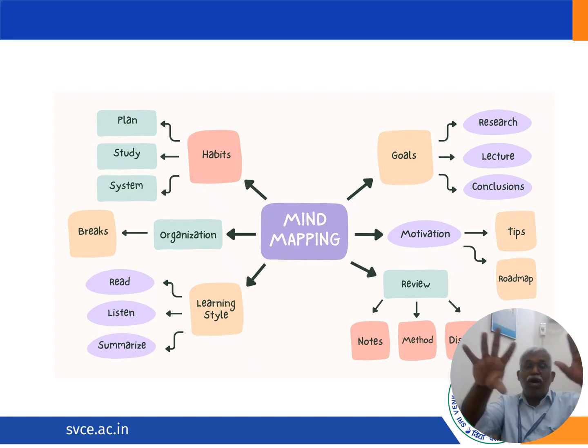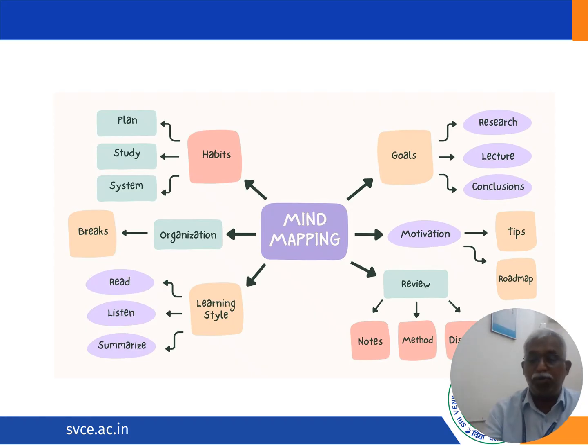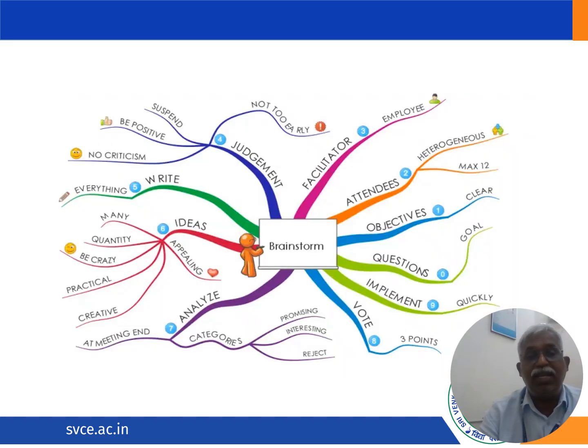Everything we need to analyze based on mind mapping, organization, habit, learning style. On another end we have a goal, motivation and review. These are the things very important for understanding the concept. This example may be useful for you. With suitable information, we will see the next case study.